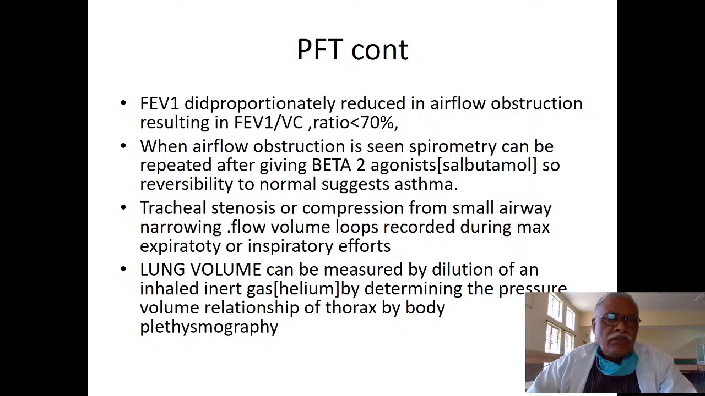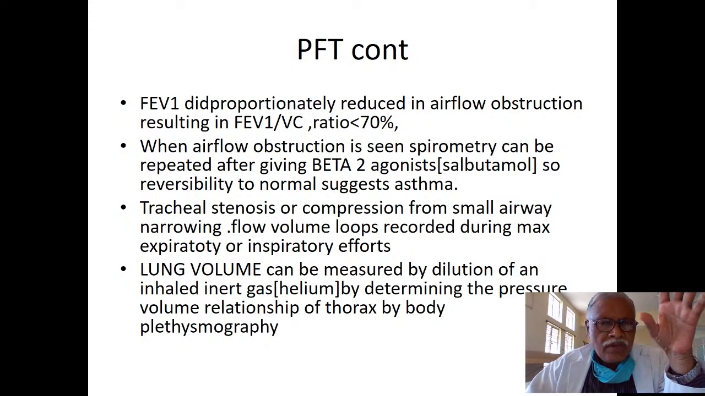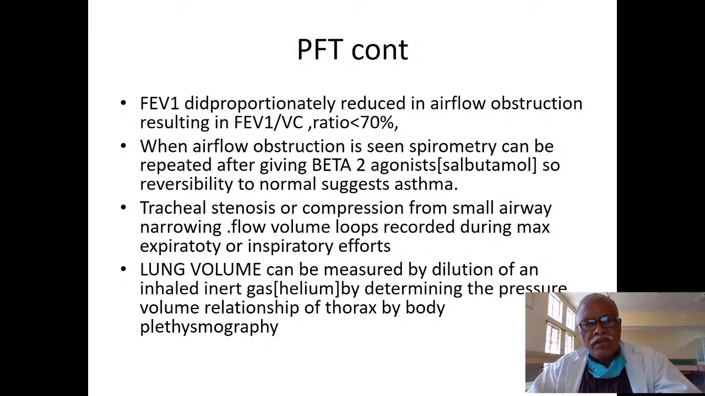The forced expiratory volume in 1 second is proportionately reduced in any airflow obstruction, and the ratio of forced expiratory volume in 1 second to vital capacity is less than 70% in airflow obstruction. When airflow obstruction is seen, spirometry can be repeated after giving a beta-2 agonist, salbutamol or levosalbutamol. Reversibility to normal suggests asthma.